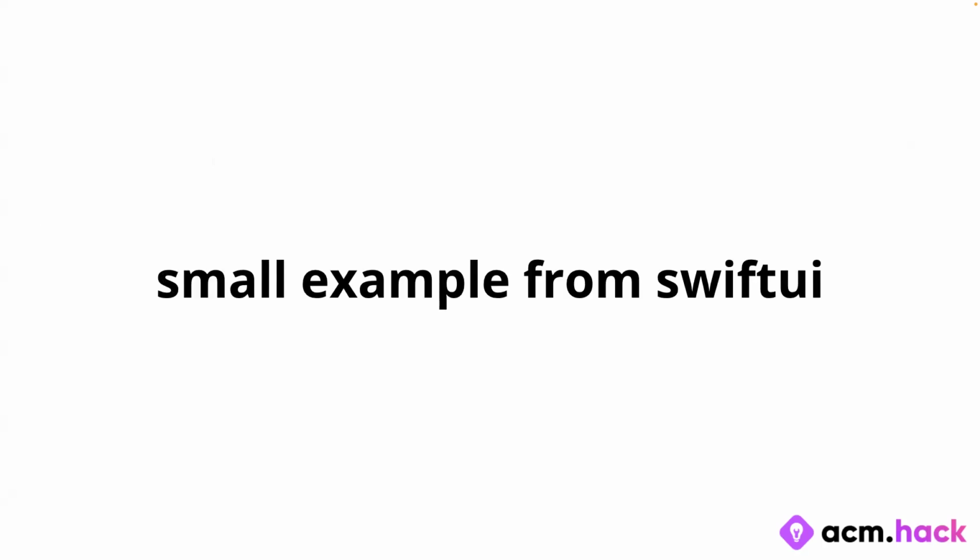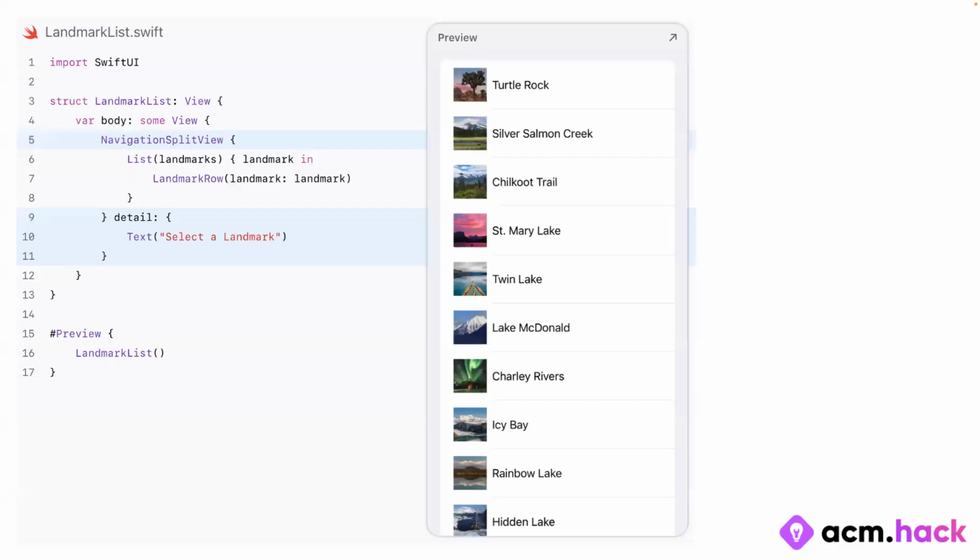Okay, kind of bringing everything together in a small example from SwiftUI. I just took this example from SwiftUI's page, and they're teaching people how to use navigation. So I'll be walking through it. They have this code over here. What they basically have is a navigation split view, and this is their preview for that. Within the split view, they have a list of landmarks, and then in the detail, the text is just select the landmark. So this is their placeholder text for when nothing is selected.